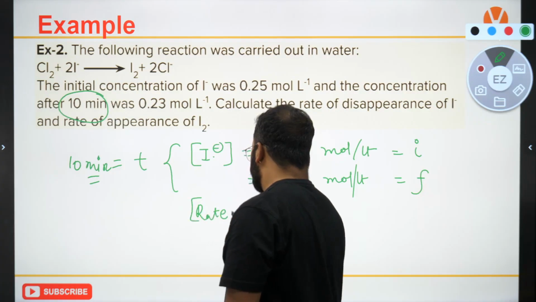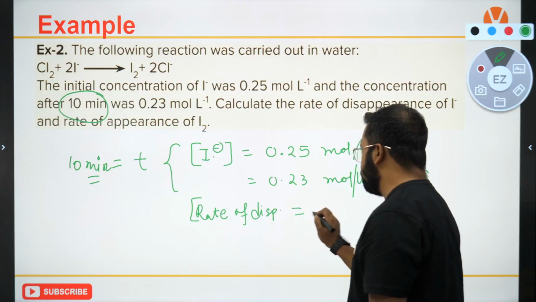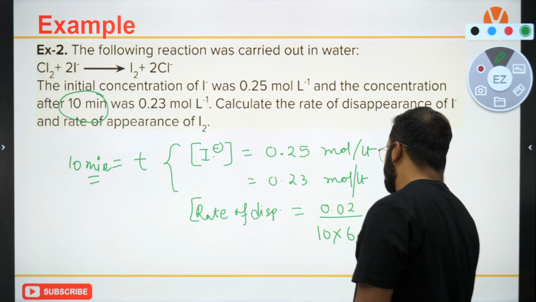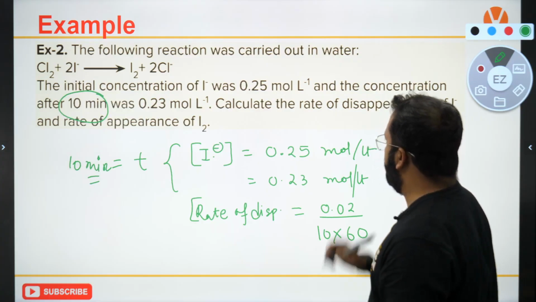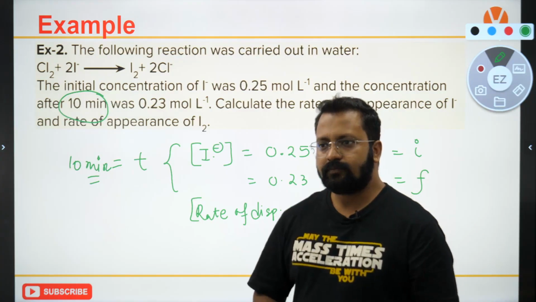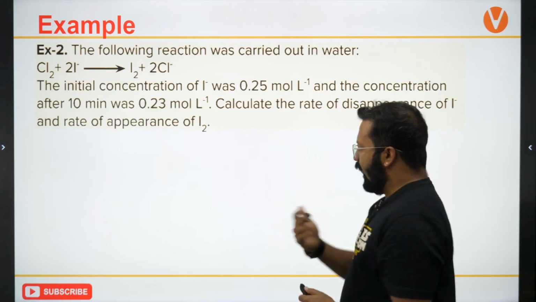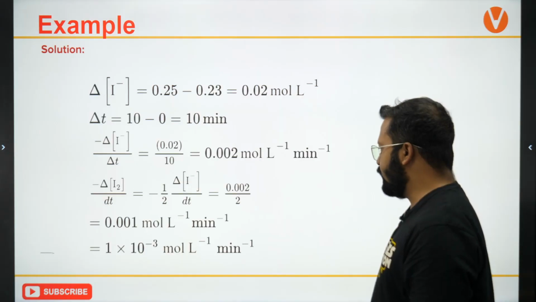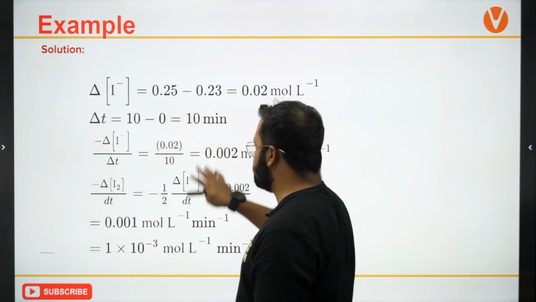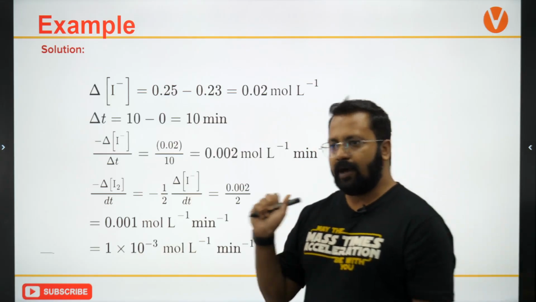rate of disappearance of I minus will be written as 0.02 divided by time, which is 10 times 60 moles per liter. Okay, so let's see, you have calculated the answer. So let's look at the answer. So 0.25 minus 0.23, 0.02 moles per liter, time is 10 minutes. So it will be 0.002 moles per liter per minute. Okay, moles per liter per minute.